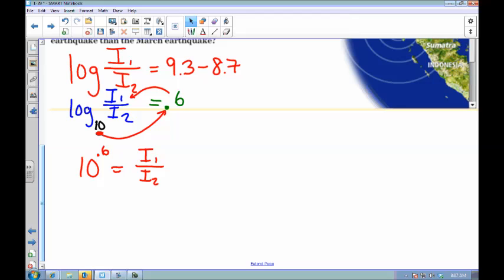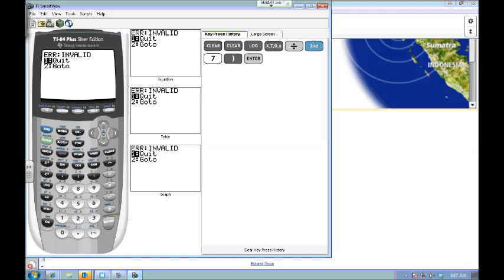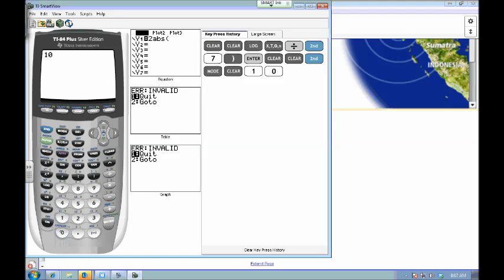So now that you have your calculators, let's type in 10 to the 0.6. 10, you have to use the caret button. Make sure you put a decimal. 0.6. Jaden, I'd like you to get me the answer, please. Round to the nearest hundredth.